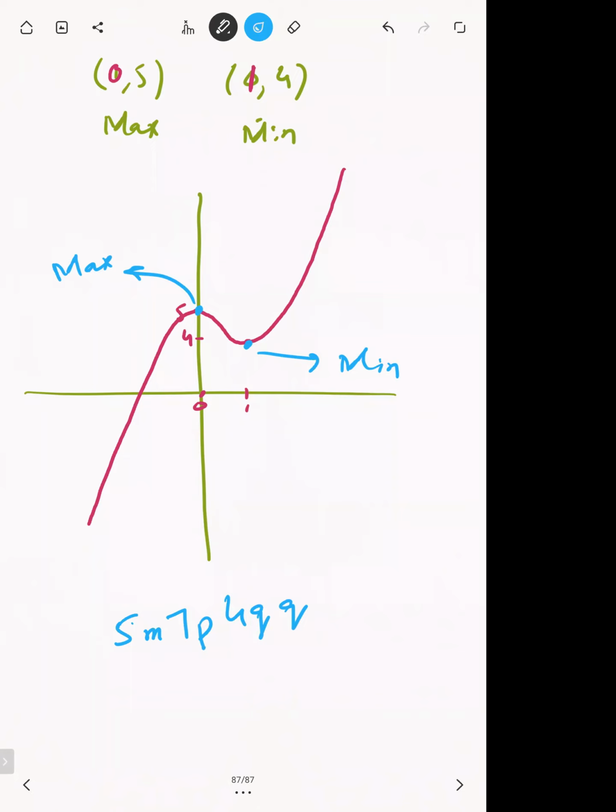Okay, let's begin. It's question number 1. Please read the statement of question 1 yourself and try to attempt this.